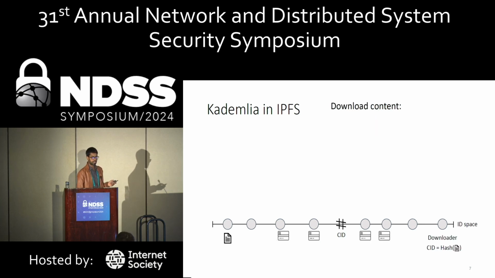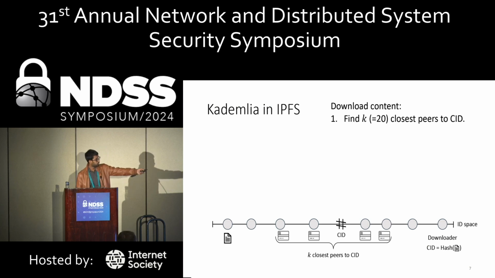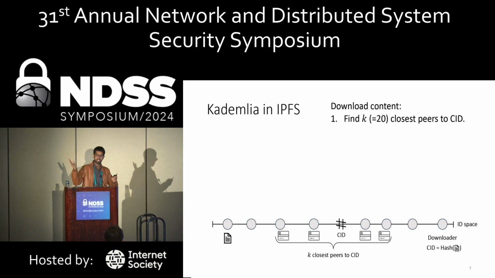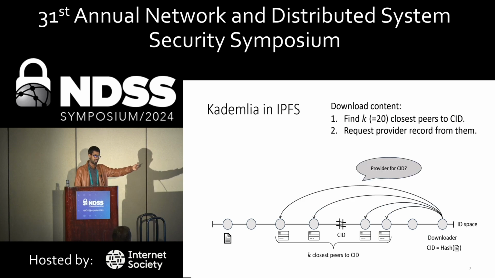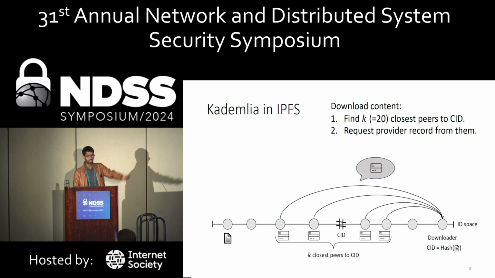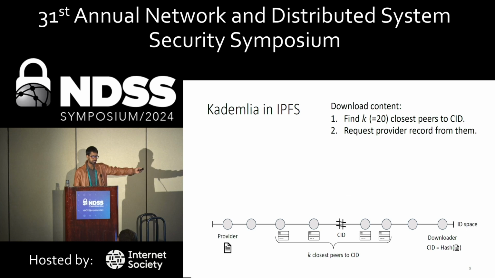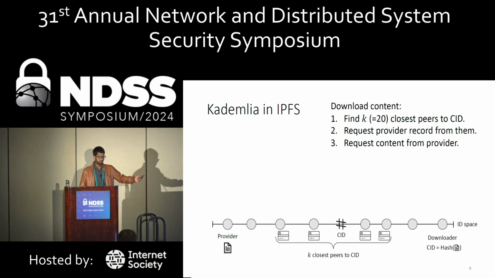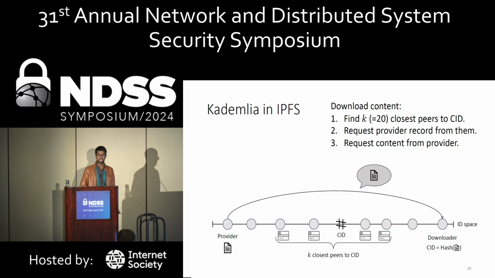When you want to download content, there's a downloader who has the same content ID. He obtains it outside, just like you would obtain a URL. Based on the content ID, the downloader does the same process to find the k closest peers and asks them who is the provider for this content ID. These k closest peers give the downloader the provider record. So now the downloader knows who the provider is, and can request the content directly from the provider. You ask for the content, and the provider gives you the file. Does this make sense?